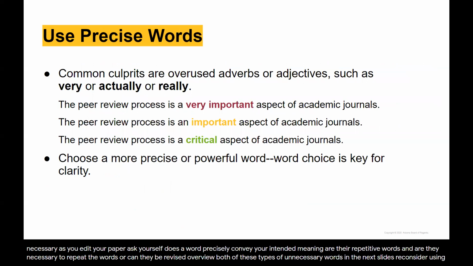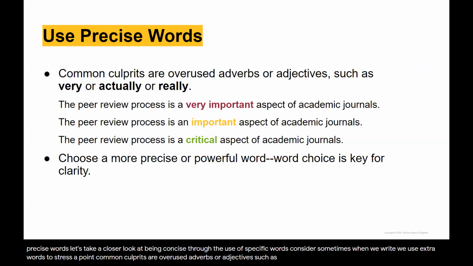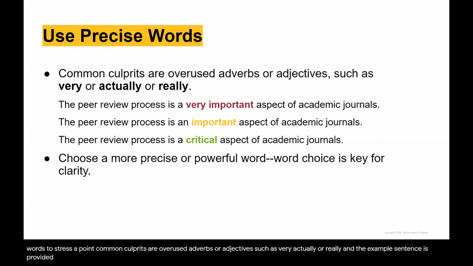Reconsider using precise words. Let's take a closer look at being concise through the use of specific words. Sometimes when we write, we use extra words to stress a point. Common culprits are overused adverbs or adjectives, such as very, actually, or really. In the example sentences provided here, let's see how we can condense and swap out words to articulate our meaning in a concise manner. The peer review process is a very important aspect of academic journals.